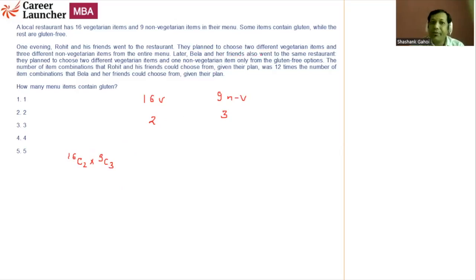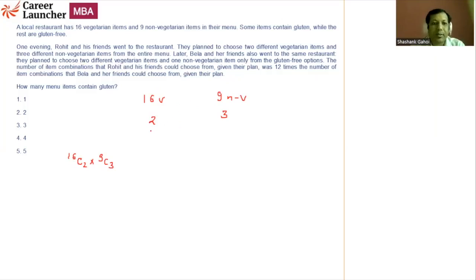Later, Bella and her friends also went to the same restaurant. They planned to choose 2 different vegetarian items and 1 non-vegetarian item only from the gluten-free options. Okay, so basically they are picking the numbers from the gluten-free options.